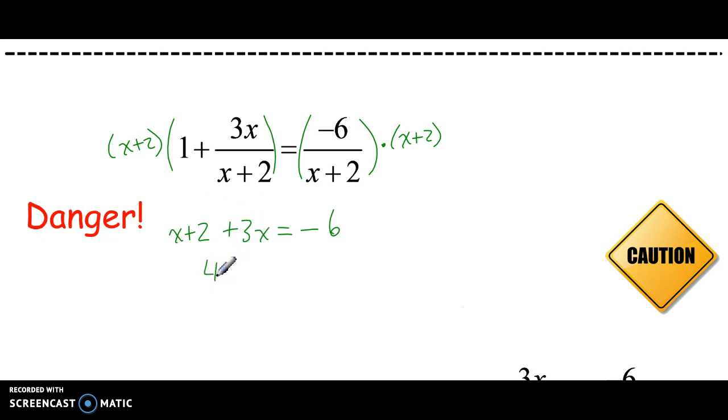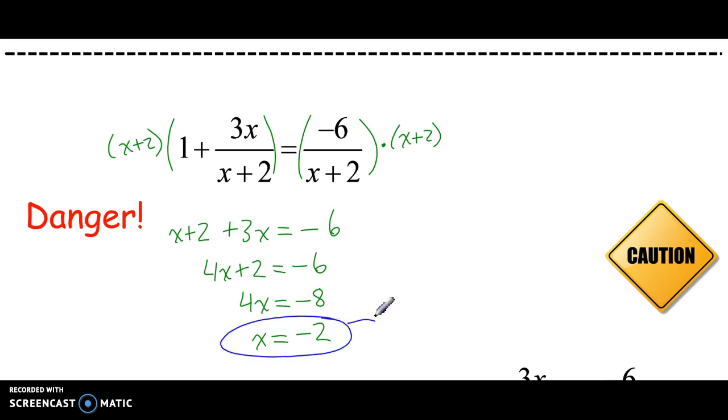Collect your like terms. This is looking like a pretty simple equation, isn't it? Subtract 2. Divide by 4. And everything seemed to work very smoothly. This is what's dangerous about these rational expression equations that we have here. The work can be very simple, easy to understand, all the steps, you're quite confident you did the steps right, but then remember what you're supposed to do at the very end of most problems. You're supposed to check it.